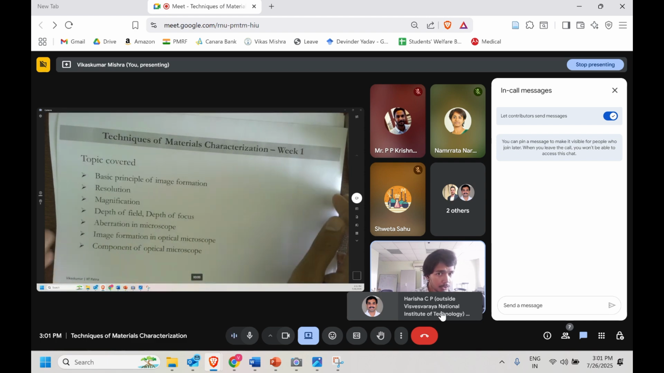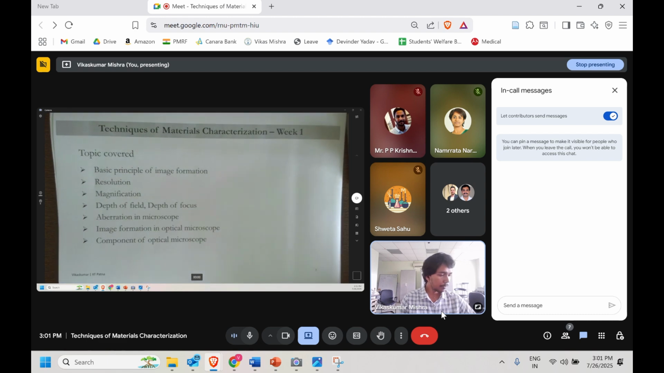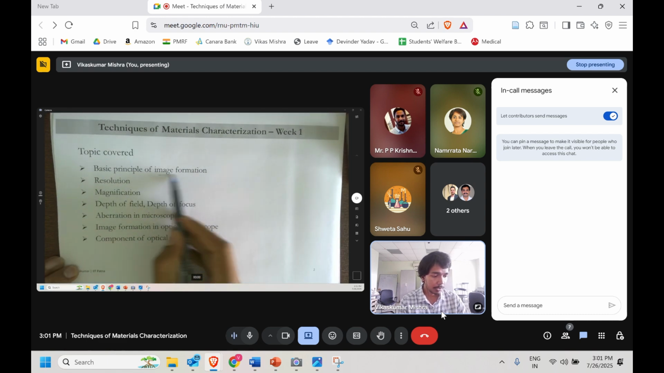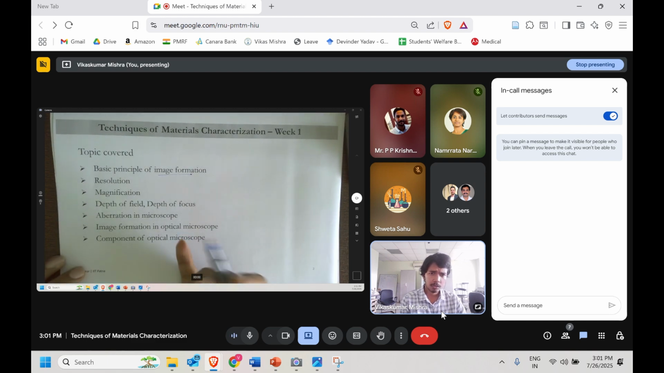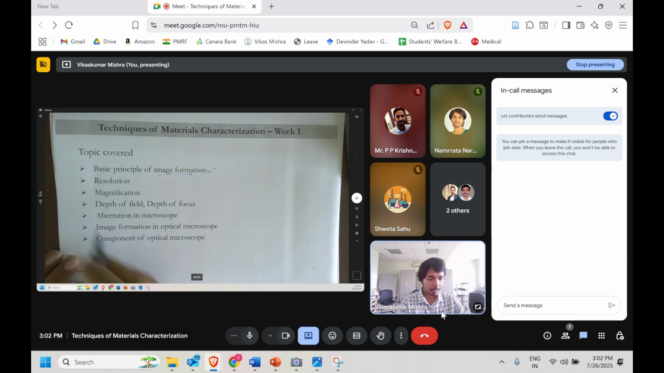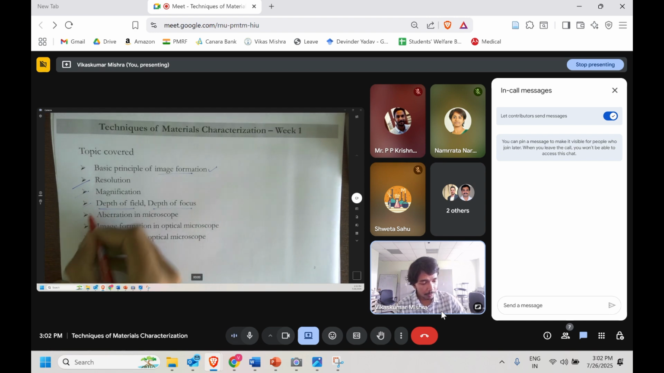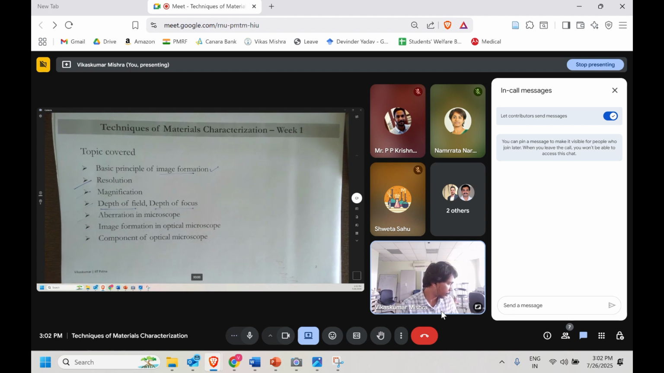Okay. So these are the list of the contents that have been covered. We started with the basic principle of image formation, for any microscope, not only the optical microscope, and even for our human eyes: how the image forms. Then we discussed the concepts of resolution, magnification, depth of field, and depth of focus. After that, we discussed aberration in the microscope: what the aberrations are, what limitations they can impose on the microscope, and where they come from. Then we discussed image formation in the optical microscope.